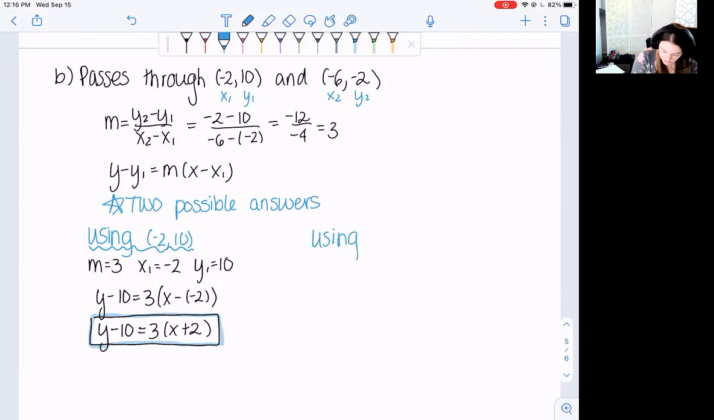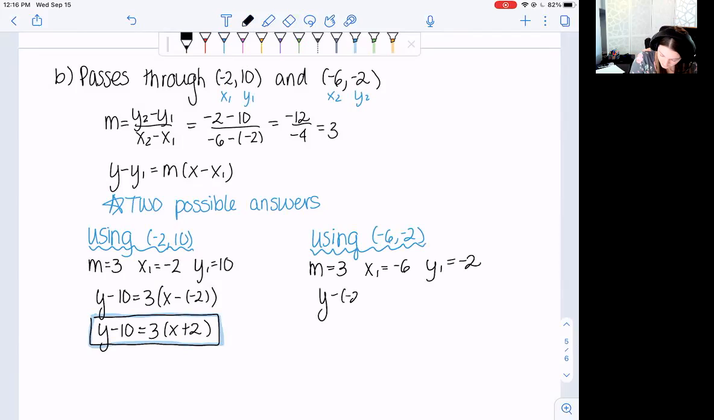If you used the other point, the point negative 6, negative 2, then m is still 3, your x1 would be negative 6, and your y1 would be negative 2. You'd have y minus negative 2 equals 3 times x minus negative 6. That simplifies to y plus 2 equals 3 times x plus 6.